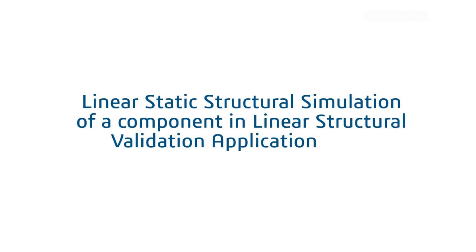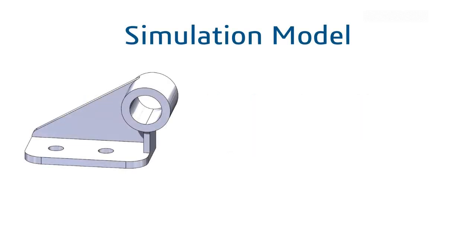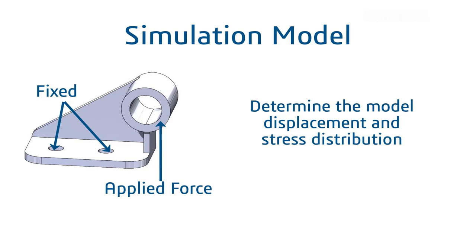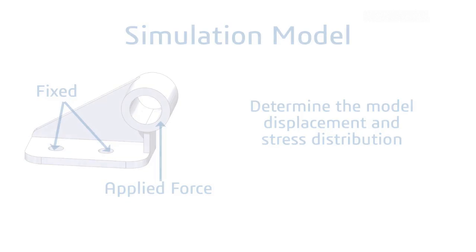In this video, we will set up a simulation of a bracket component in the linear structural validation application, to investigate the displacement and stresses created in the component due to the application of a force. The simulation model is a bracket which is fixed at the two bolt locations at its base, as shown in figure. An 8900 Newton force is applied to the base of the cylindrical face. The objective of this simulation is to determine the bracket displacement and stress distribution under the applied loading.